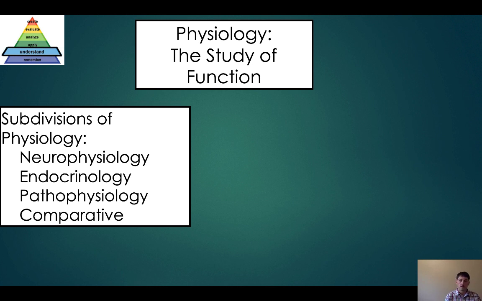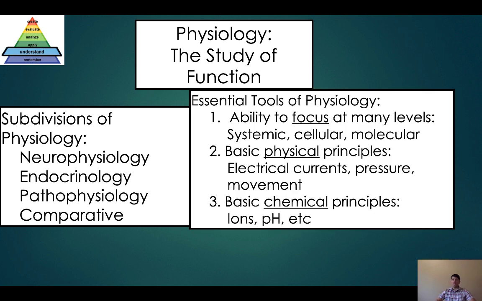Neurophysiology: how does the nervous system work? How does your endocrine system work? What about diseases, or comparative physiology? So the essential tool, again, is your ability to focus at many different levels. When we talk about the structural hierarchy of our human body, we might need to look at the cellular level or the tissue level, or step back and look at the organ system level. And we need to be able to move within these perspectives.